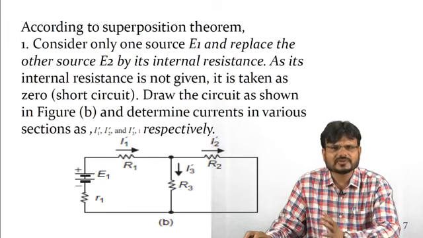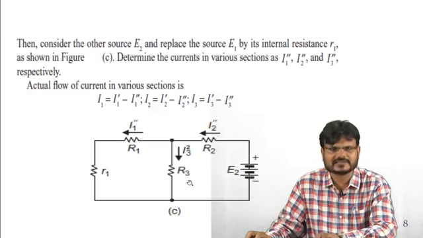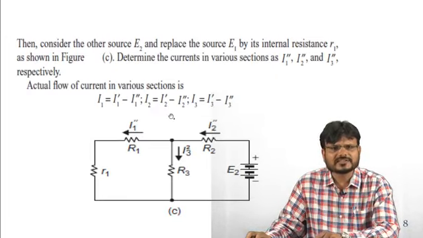So consider only one source E1 and replace the other source E2 by its internal resistance. As its internal resistance is not given, it is taken as 0, or you can say a short circuit. Then draw the circuit as shown in figure B and determine the current in various sections: you have to find the current I1 dash, the current I2 dash, and then the current I3 dash. Then consider the source E2.